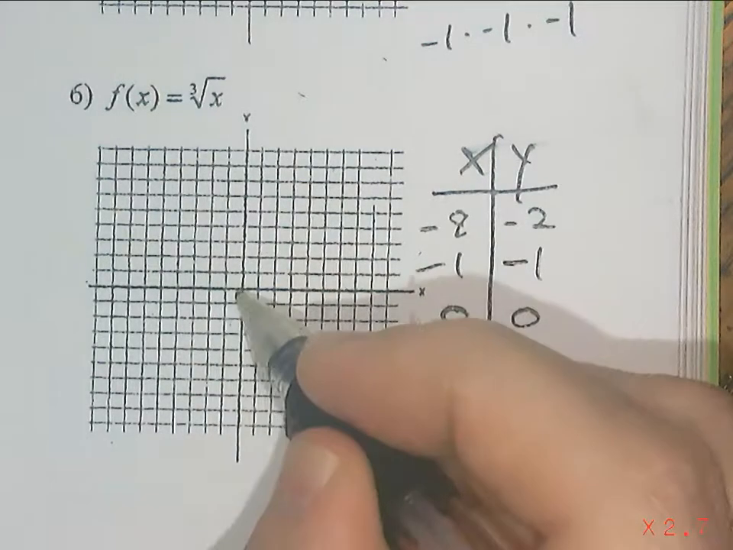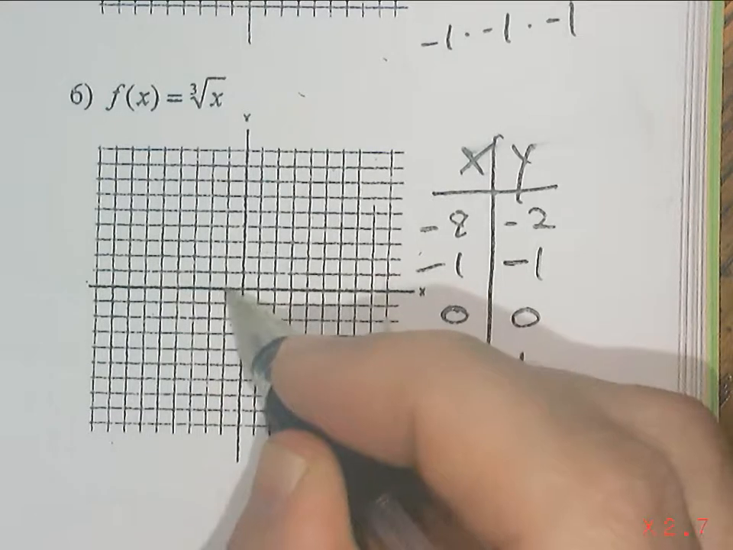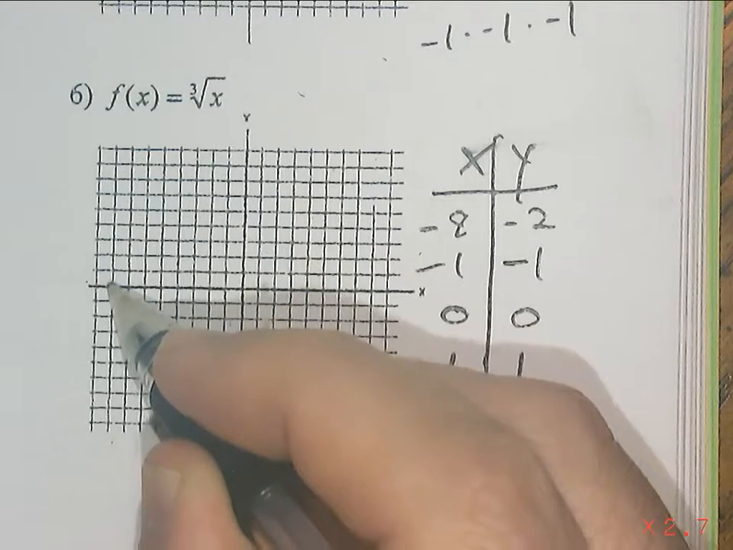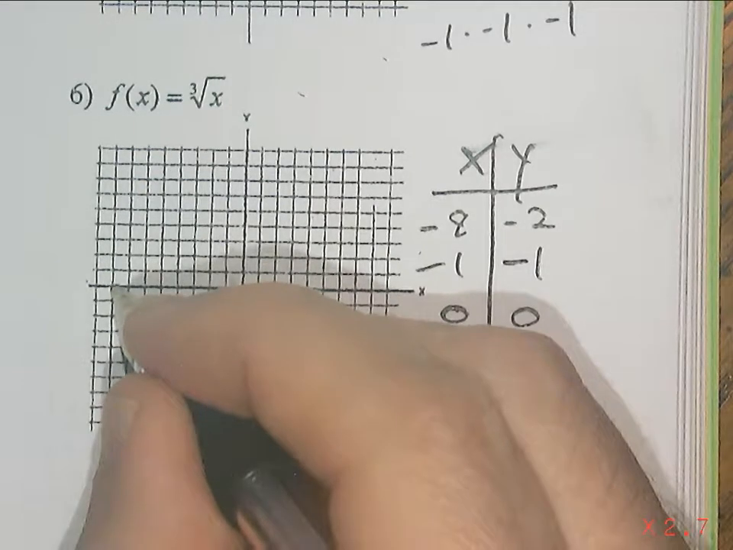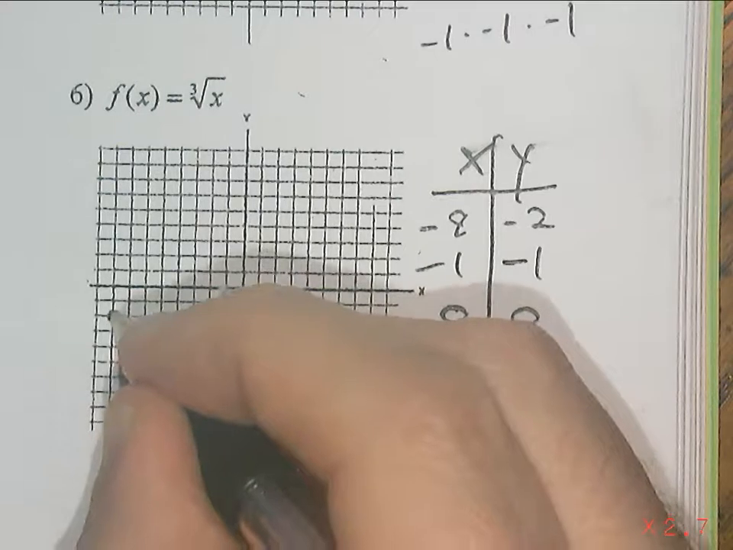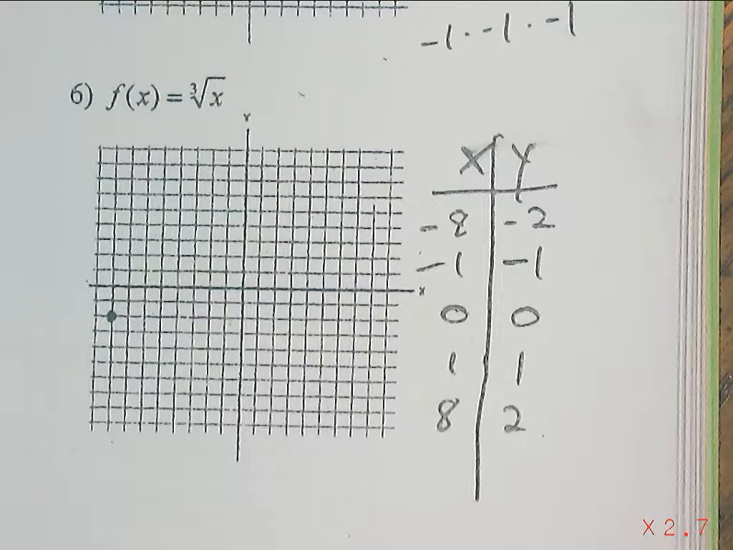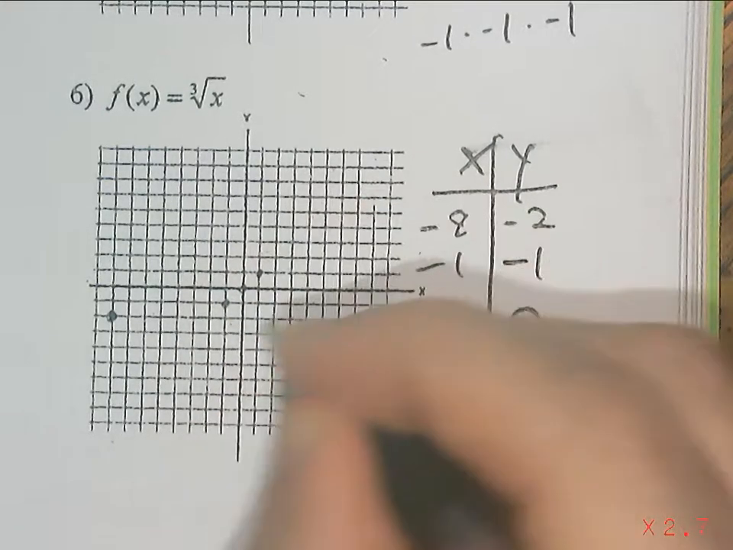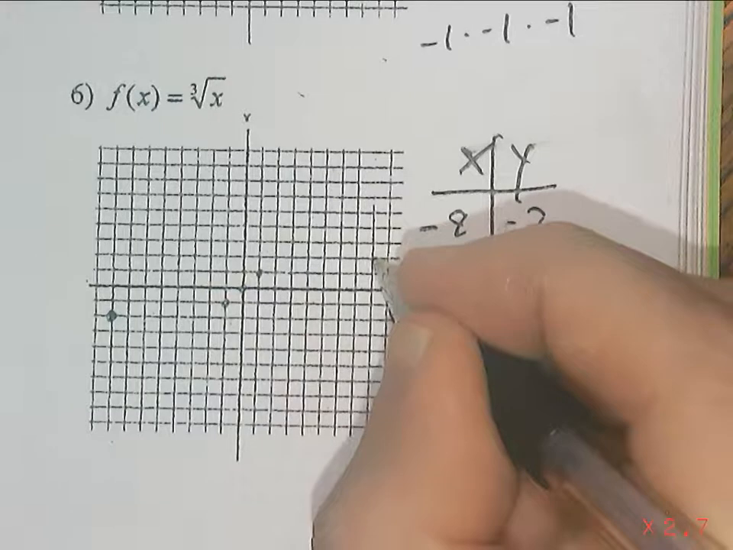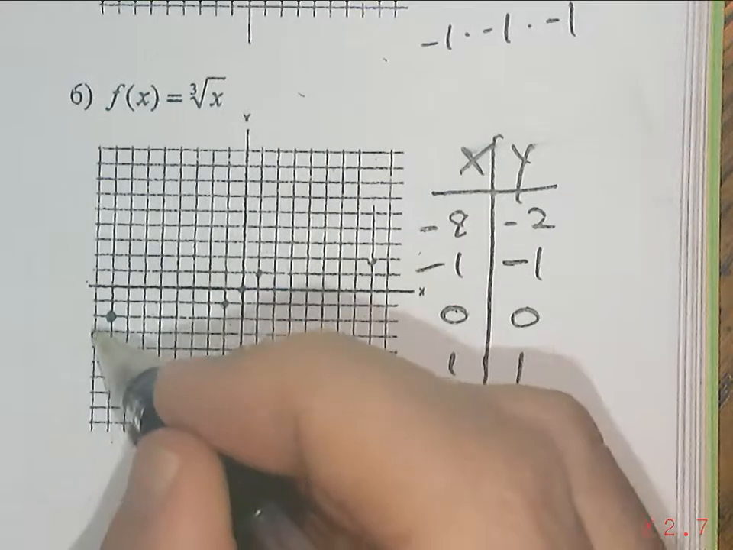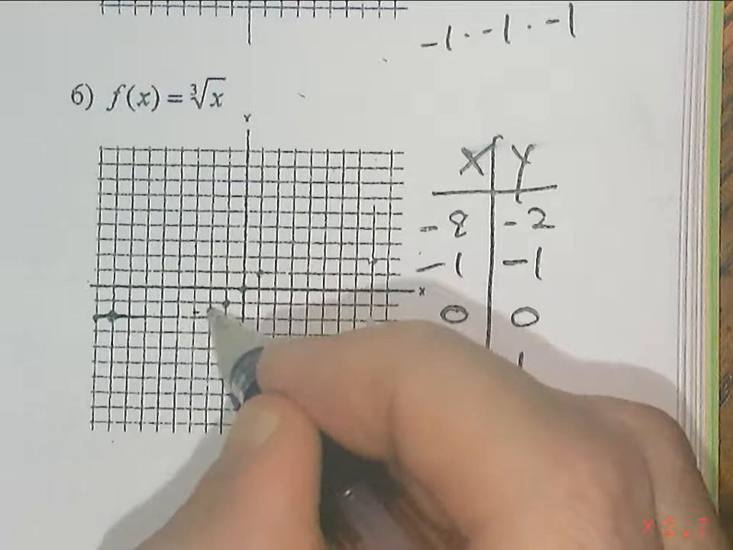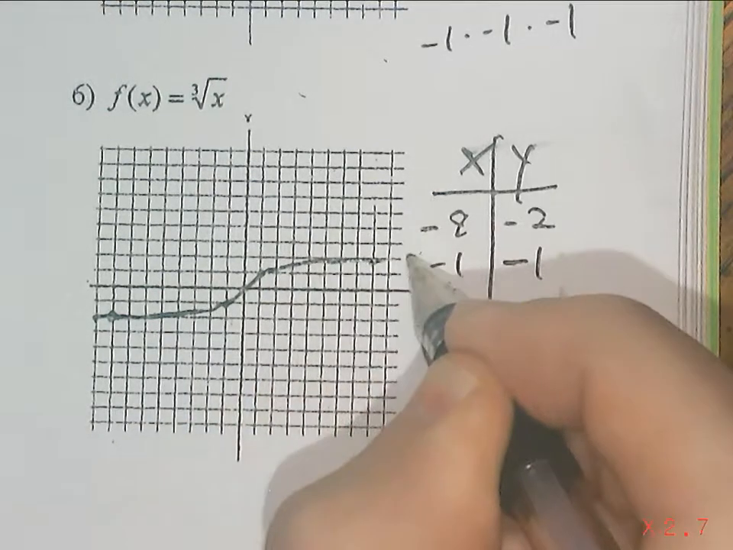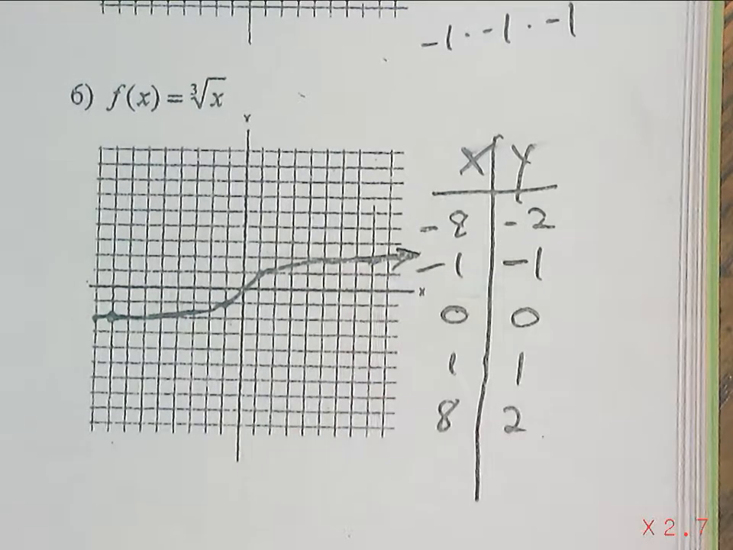So when I graph these at negative 8, so 1, 2, 3, 4, 5, 6, 7, 8. Oh, this actually goes to 9. I could have done 9s. Oh well. And down 2 would be the first point, and then negative 1, negative 1, 0, 0, 1, 1, and then 8 and 2. So if I connect these points, it looks something like that.